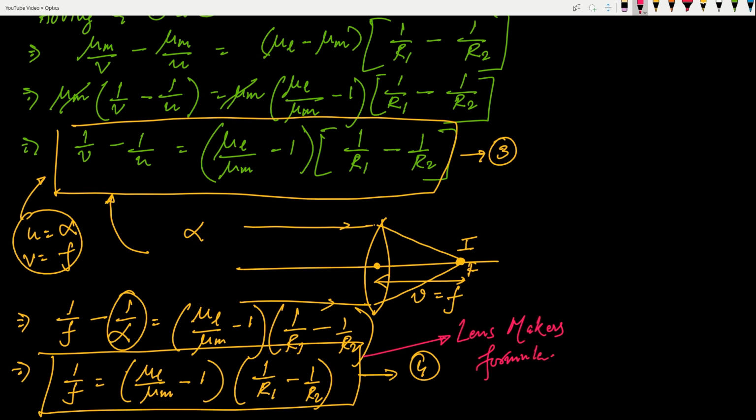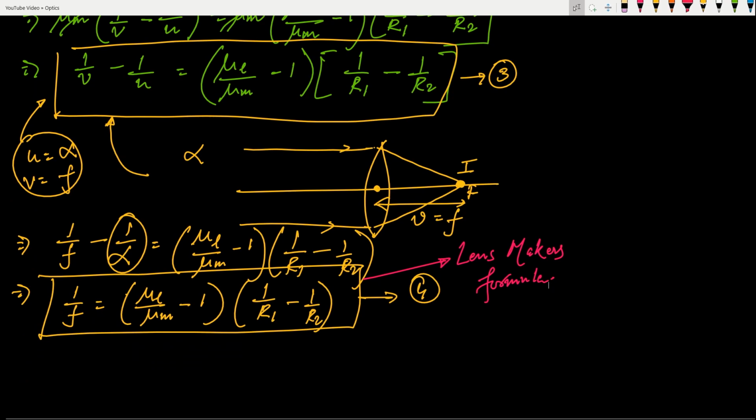Because using this formula, people who are expert in making lenses use it to create lenses of different focal lengths. Since this formula is used by people that make lenses, it is known as the Lensmakers formula. I hope this much is clear. Now a little bit is still left.